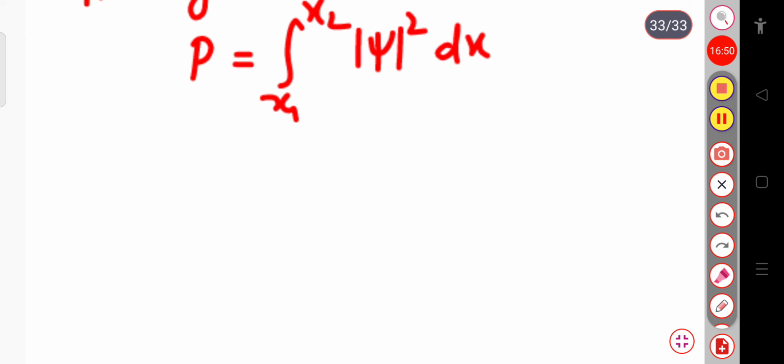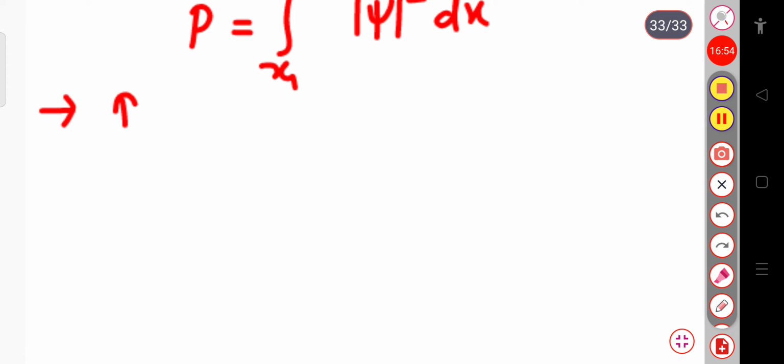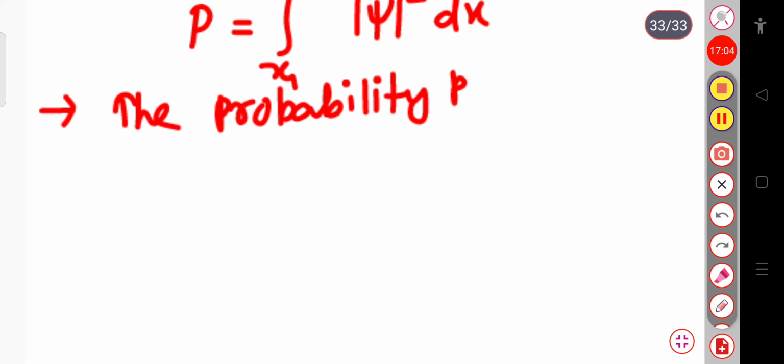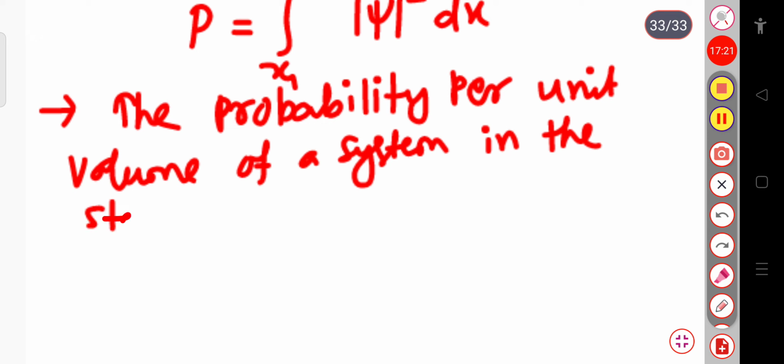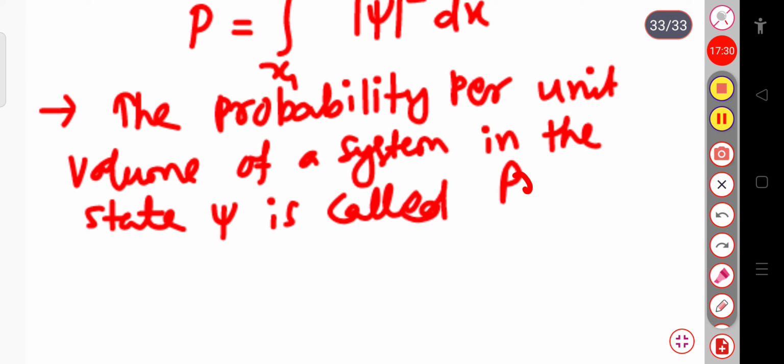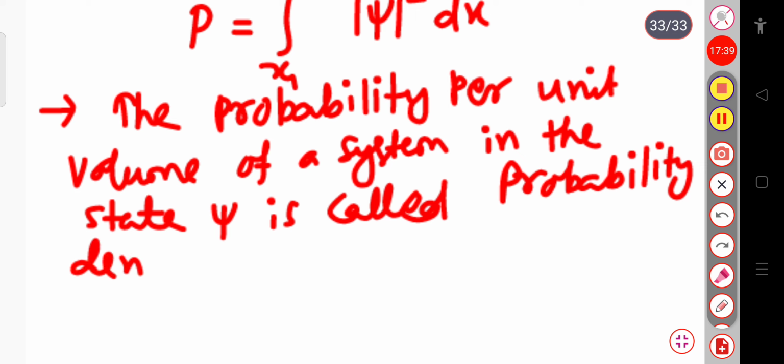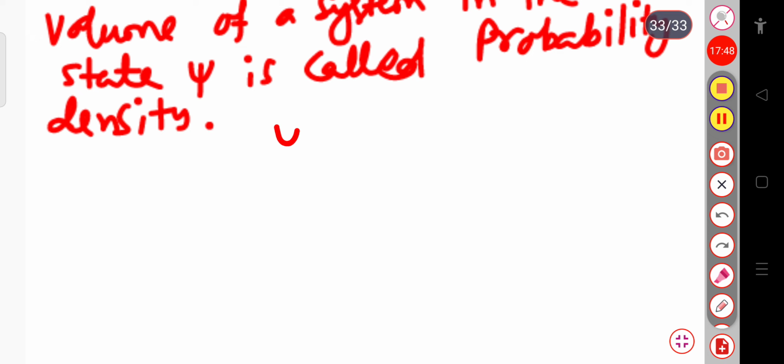And the next is the probability per unit volume of a system in the state psi, which is called probability density. This is simply the probability density. So this probability density can be written as rho equal to mod psi square. This is the probability density relation.